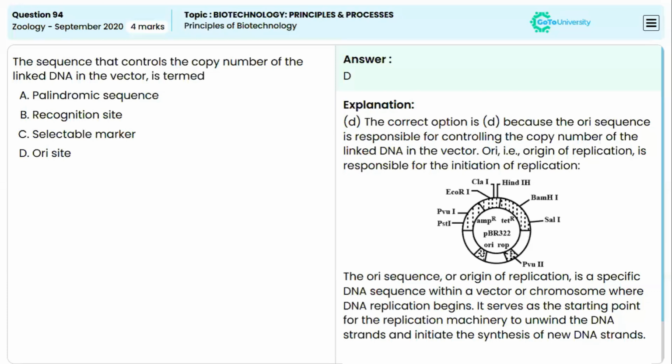Now it's time to discuss the past paper questions from the NEET exam. So this question is from September 2020 and the question is: the sequence that controls the copy number of the linked DNA in the vector is called. Yes, of course it is the ORI site because this is a sequence which is responsible for the initiation of replication. This is a specific DNA sequence within the vector or chromosome where the DNA replication begins. So option D is the correct answer.